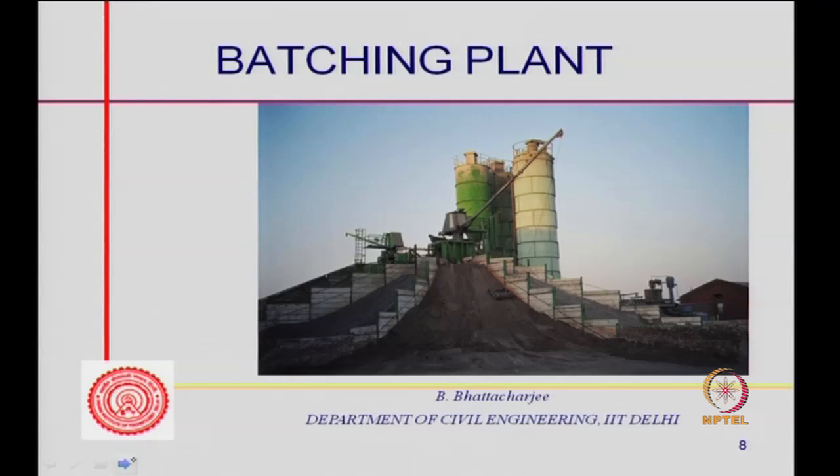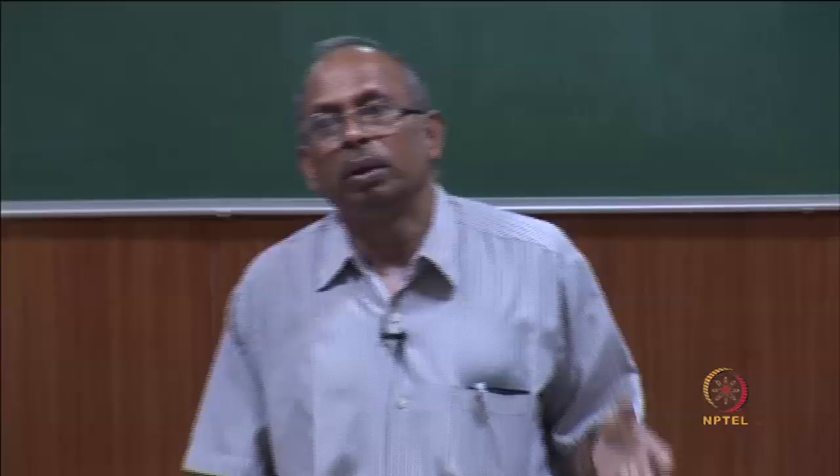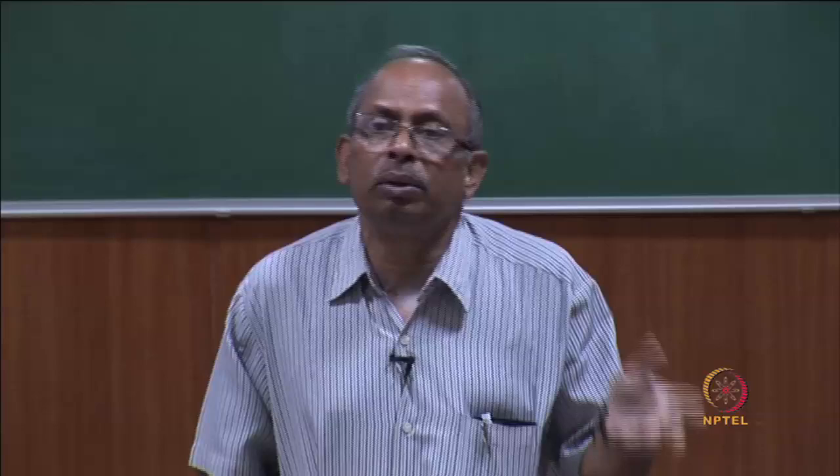How does it look? This photograph shows a batching plant. And as you can see, these are the silos. In fact, it had two cement silos and one silo for fly ash. So these are the silos, vertical metal silos where cements are stored. So cement will be stored and it is all closed. And from here the cement goes to the mixer machine.